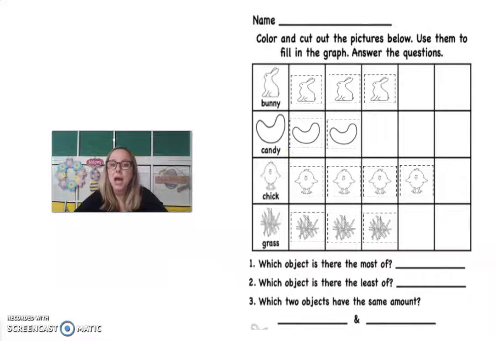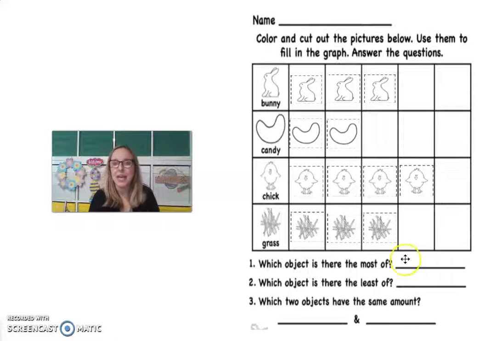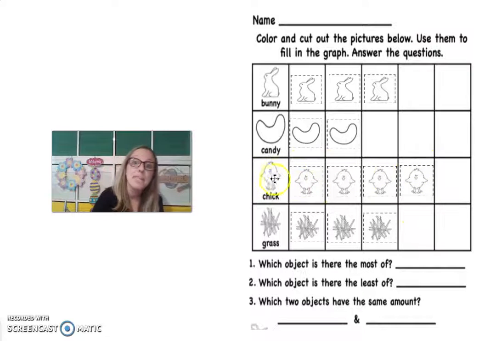Okay. We're going to answer the questions at the bottom of the page. So the first question says, which object is there the most of? Now remember, when we hear that word most, it is a word that means more, and in this case, the biggest amount. And so looking at our graph, without even having to count, I can see that these baby chicks come the furthest over on this picture graph. So I know that the chick has the most.